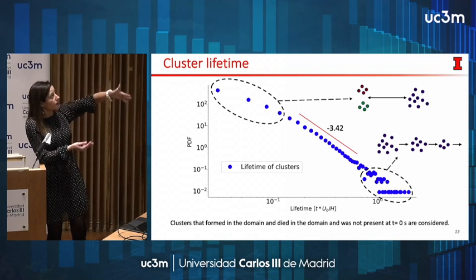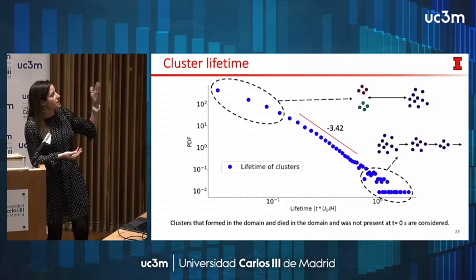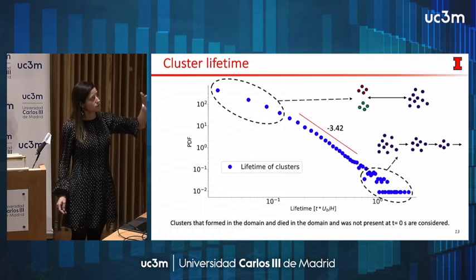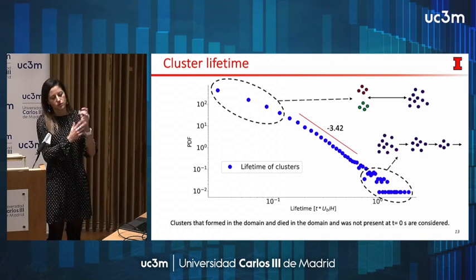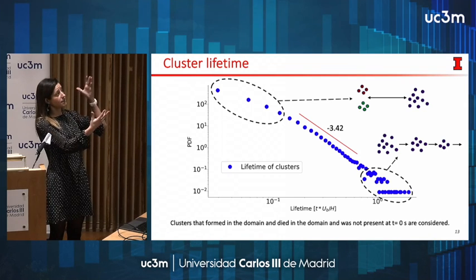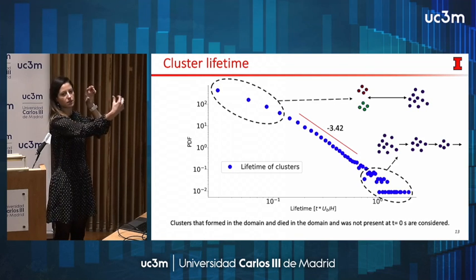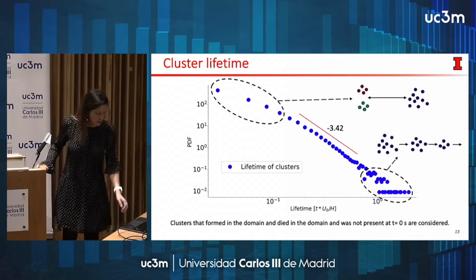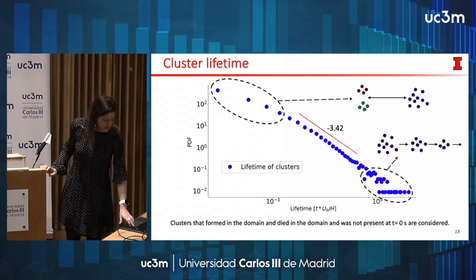So this is, for all the clusters that were born and died in the domain, the PDF of the lifetime. So we see that we have some very large clusters of the order of the convective time scales. Now we can see through all this analysis that those die slowly by disintegration. So it's a large structure that goes slowly losing particles. And we have some short-lived events that are just merging and exchanging particles.